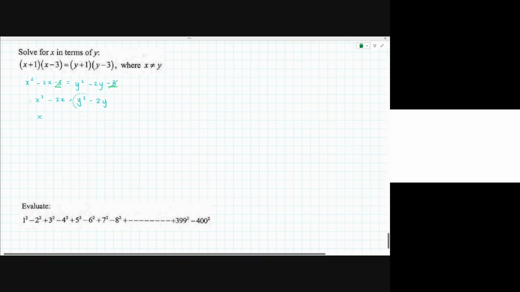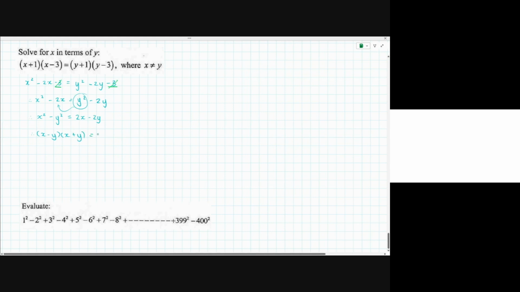If I brought the y squared over, that would become negative y squared. And then I would have the difference of squares. So x squared minus y squared, difference of squares. And if I take this 2x over, it becomes positive 2x minus 2y. Now, I know I'm on the right track here because difference of squares: (x minus y)(x plus y).